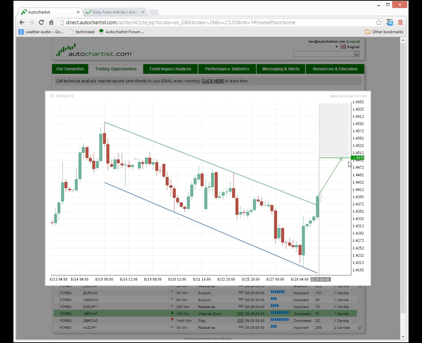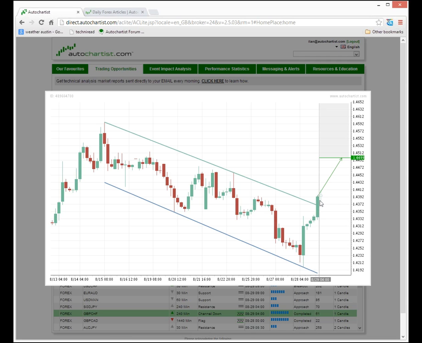In fact, our stats show that only about 30 to 35% of our emerging opportunities actually cross through the support or resistance level. So these are very short-term opportunities to be monitored and watched very carefully, and certainly not for the risk-averse amongst us.